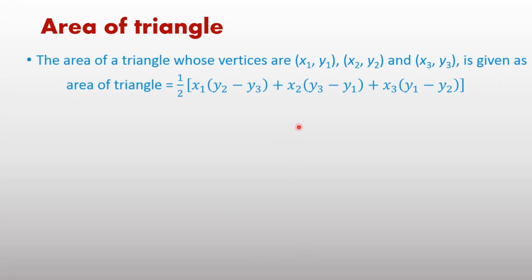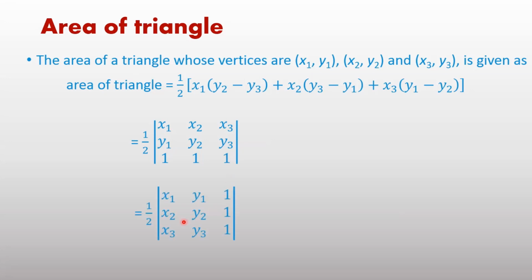First, area of triangle. If coordinates of 3 points are given as x1, y1, x2, y2 and x3, y3, the area of triangle formula, which you have covered in class 10, is half x1 into (y2 minus y3) plus x2 (y3 minus y1) plus x3 (y1 minus y2). The same result in determinant form we can also write as half, with the coordinates of the first point x1, y1, x2, y2, x3, y3 and 1, 1, 1.